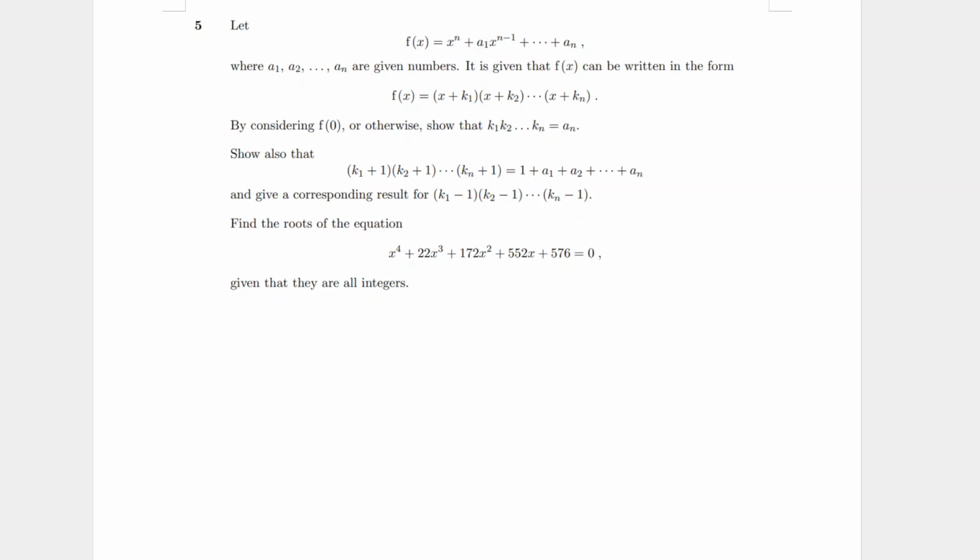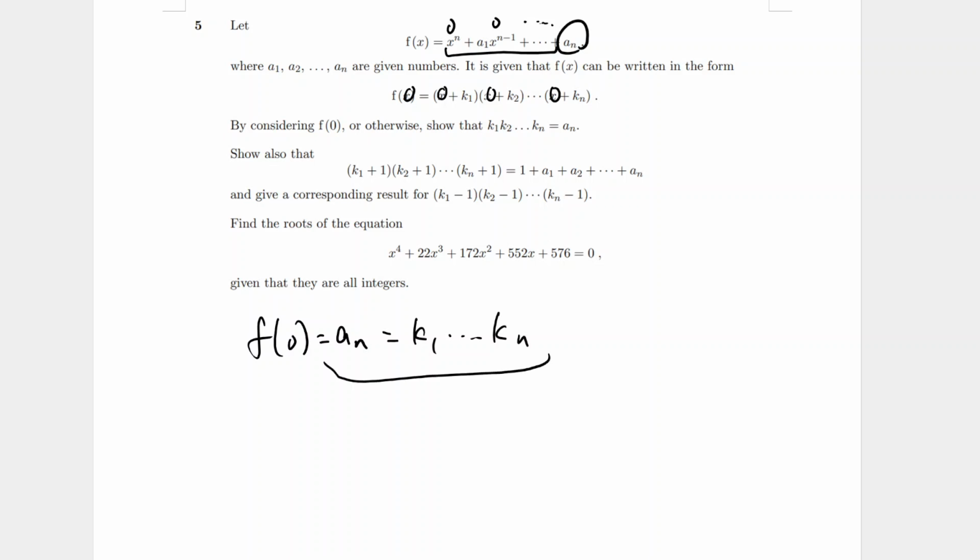If they tell you to consider f(0), you should do that. It's always sensible to follow the guidelines in a STEP question. So what is f(0)? If I put 0 in here, everything becomes 0 except the an. So f(0) equals an, but also, putting 0 into the factorized form, that is equivalent to k1 up to kn. So that's proved. It's probably 1 mark. Just consider f(0), put it into the two equations, and you'll get the answer.